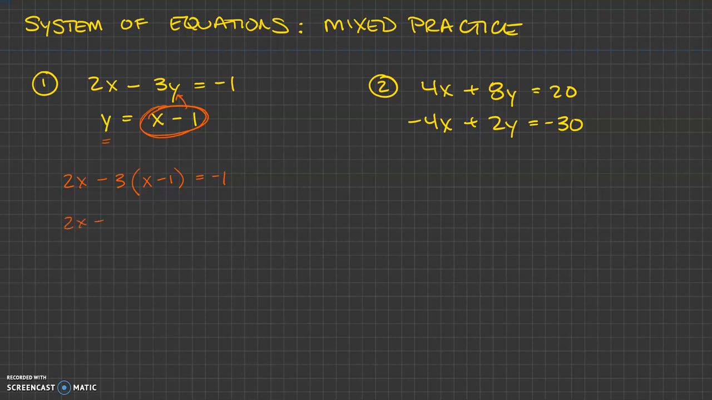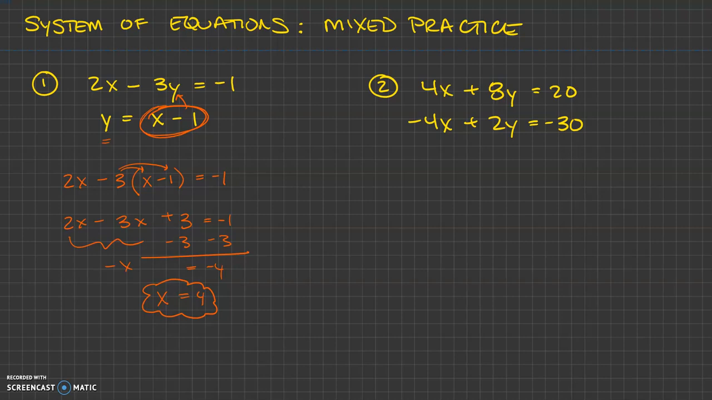Let's distribute. So that's going to be 2x minus 3x. Remember, you're distributing that negative 3 throughout. So that would be a plus 3 equals negative 1. When I combine like terms, that's going to give me negative x. I'm going to subtract 3 from both sides. Negative x equals negative 4. So x equals 4. There's the first part of the solution, or the system, I should say.